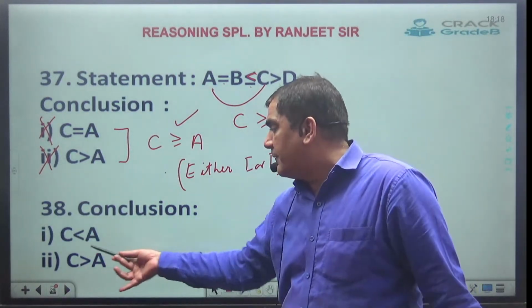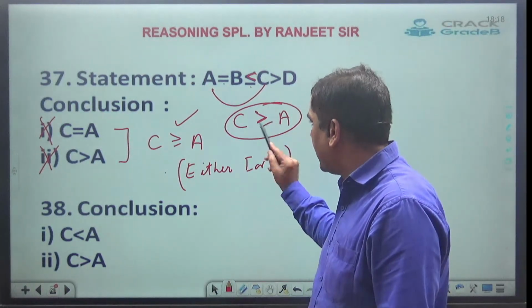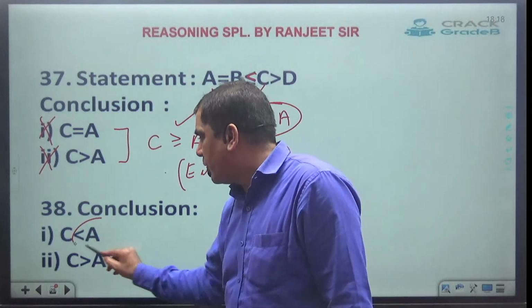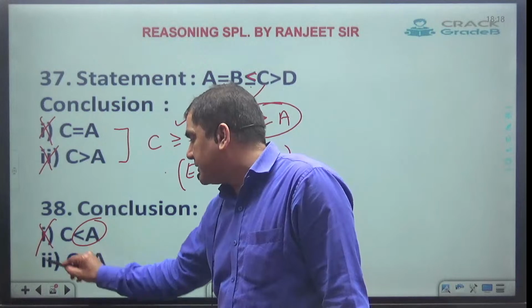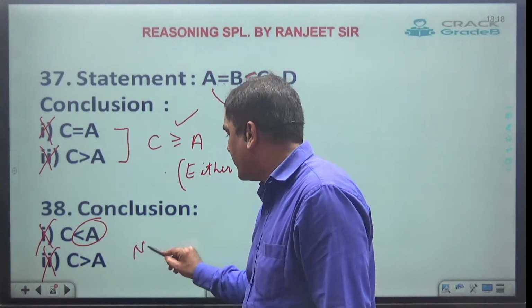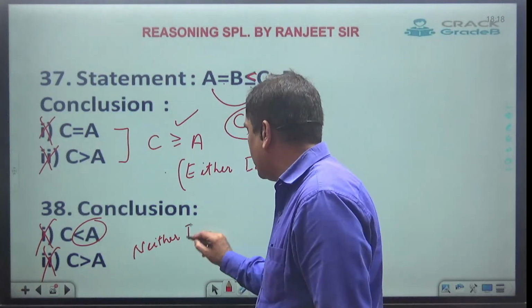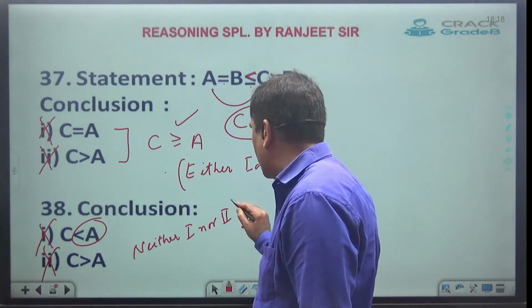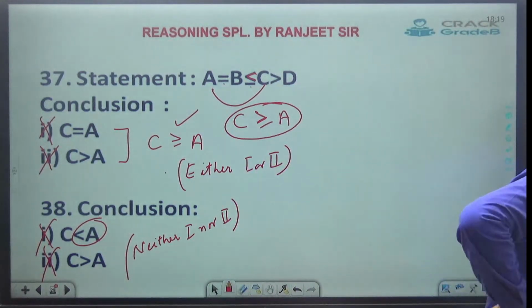Simply find the relation between C and A. C and A is what? Face should be towards C or can be equal to. Here they are saying face is towards A. Can't be. Here they are saying face towards C, but equal to is missing, wrong. The answer is neither 1 nor 2. Clear?